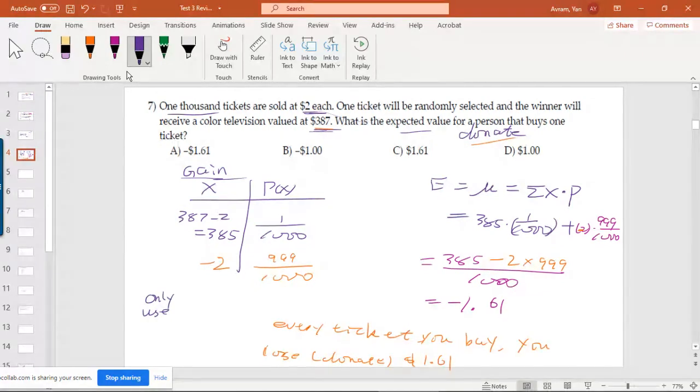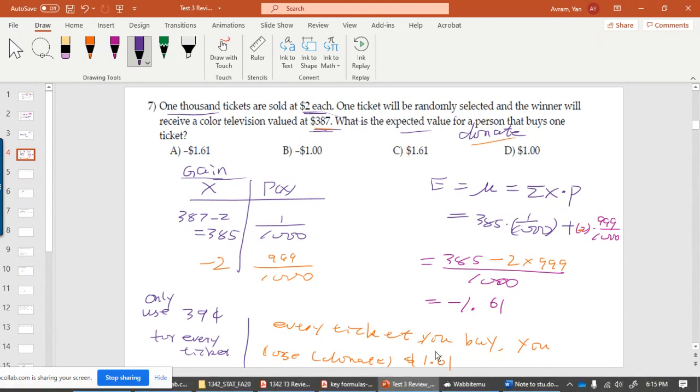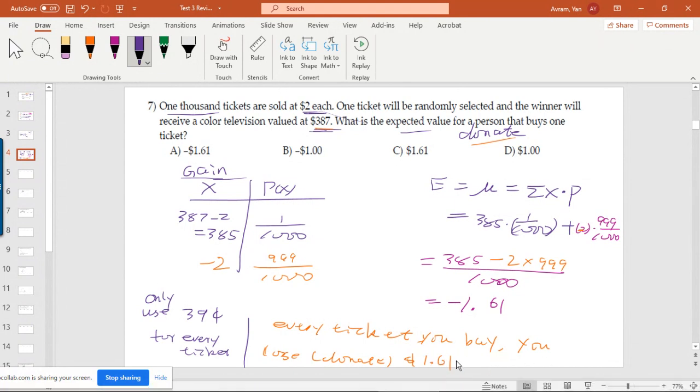So that means this organization only uses 39 cents for every ticket purchase. They only use 39 cents for every $2 to award the people in here. So this one, they keep the majority of the money in here. They keep $1.61. Okay, that is what is called expected value. Any questions?